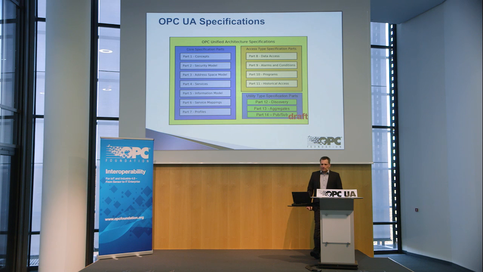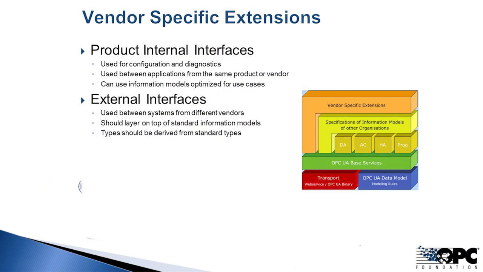The most important parts to read are part 4, which describes the services and how they look, and part 6, the mapping onto the protocol. And then there's a profile specification. I'll come to that in a minute. There's a new specification going on: part 14, a pub sub specification. It's in the utility type specification. And so this is enhanced over time, but the core specifications are already there.